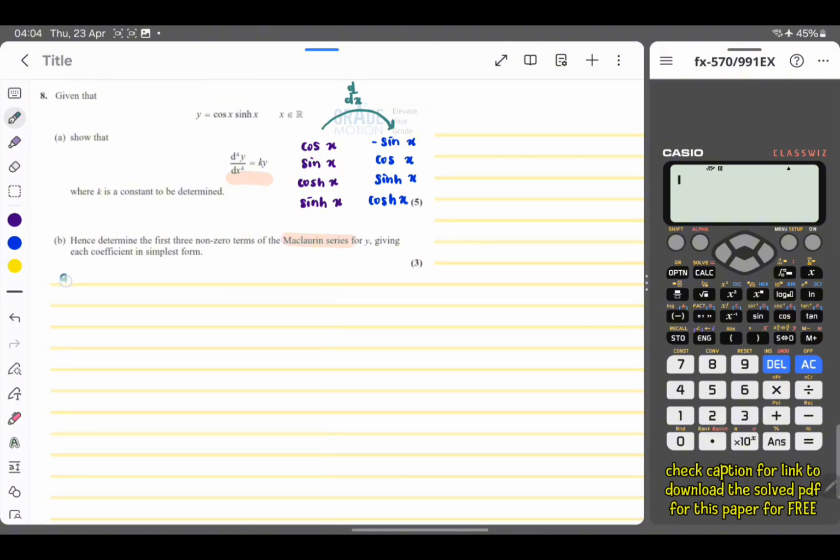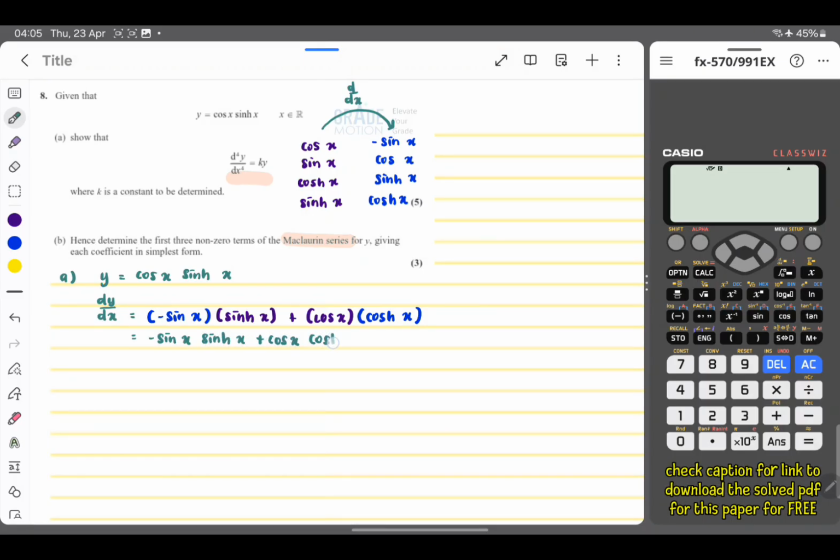So let's begin from the beginning. So y is equal to cos x sin x. So dy/dx is equal to, let's start by differentiating cos x. We will get negative sin x, and then copy sin x, plus copy cos x. Next, we will differentiate sin x, which is cos x. Simplify this equation, so we will get negative sin x sin x plus cos x cos x.